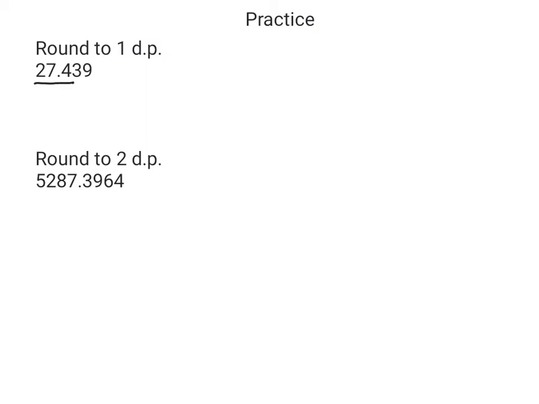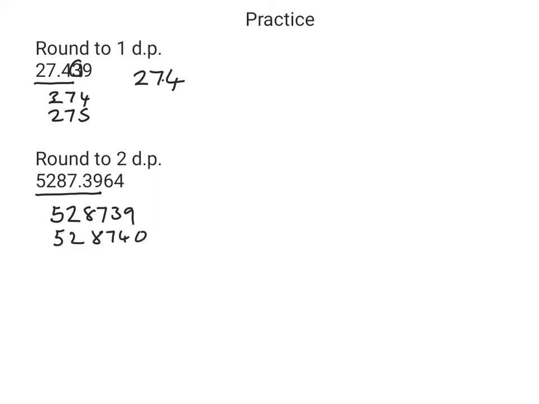Okay, so in this first one, we're going to write as far as there, so that's going to be 274 and 275. It's only a 3, so we're going to take the smaller number of 274 and put the decimal point back in. The next one, we're going to write as far as the second decimal place, so that's going to be 528,739. Add 1 on to that, and we've got 528,740. It is a 6, so we're going to round up, which means we're going to take the bigger number of 528,740, but we're going to put the decimal point back in.